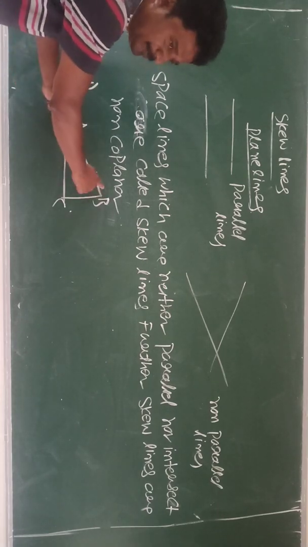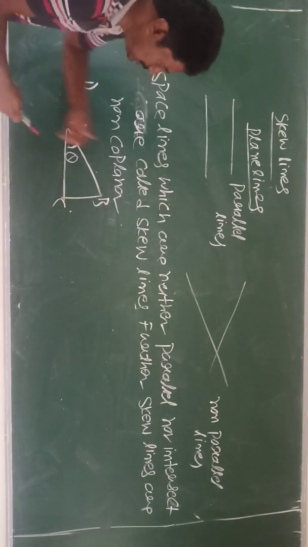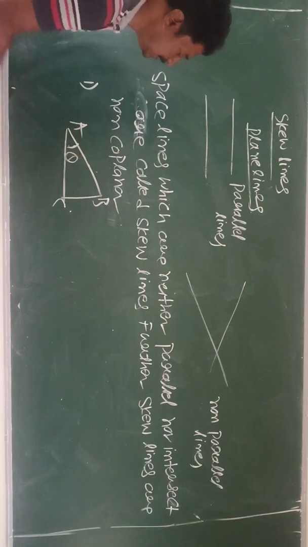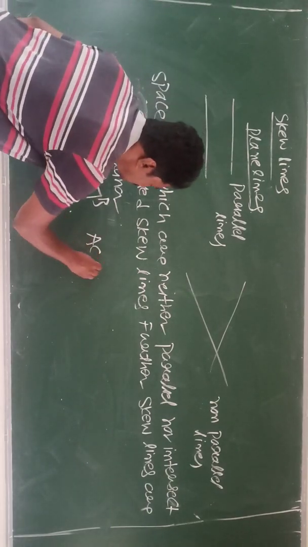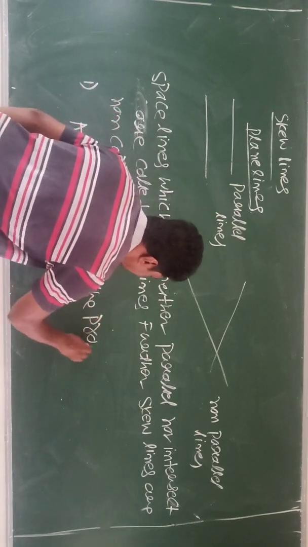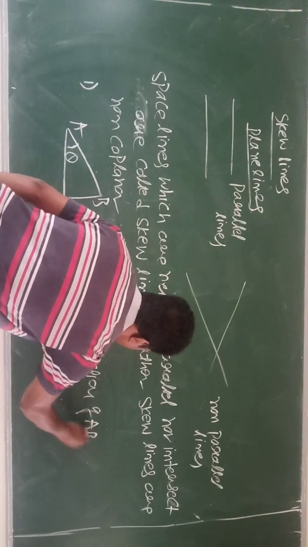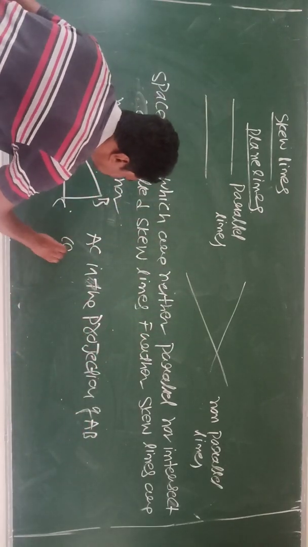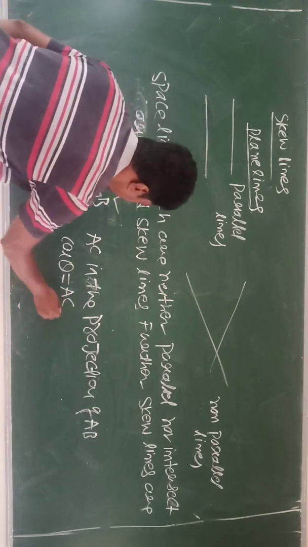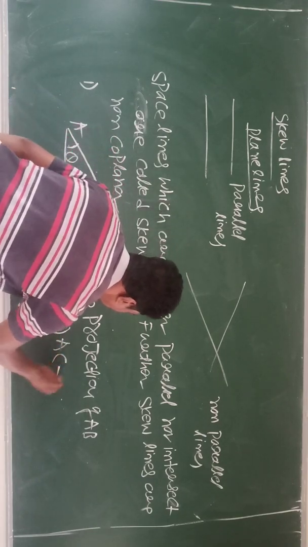Tell me the image of AB. The image of AB becomes AC. That AC is called the projection of AB. So right, from the triangle, cos theta is adjacent by hypotenuse, AC by AB, that implies AC is equal to AB cos theta.